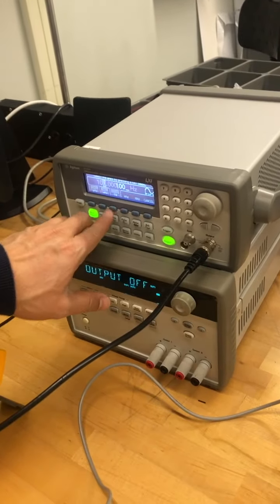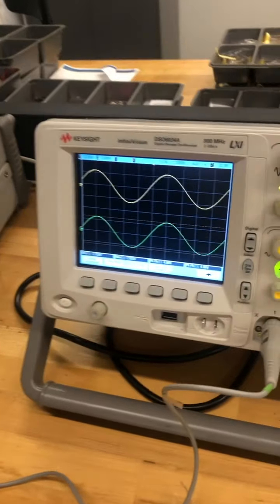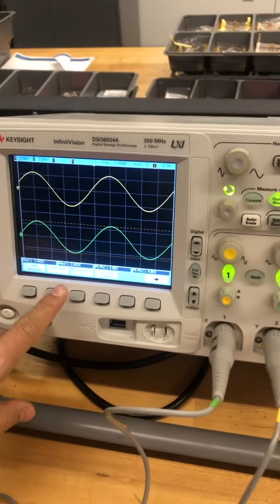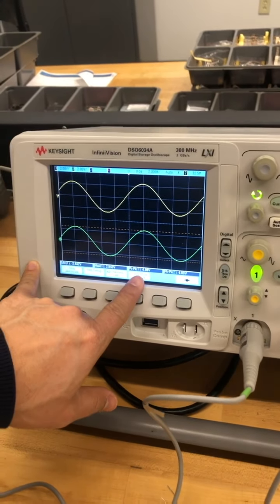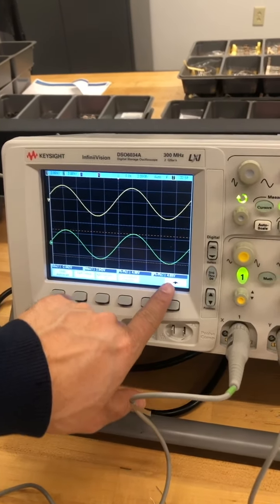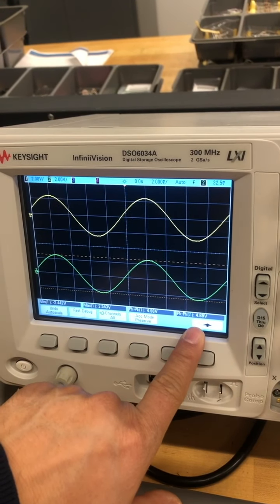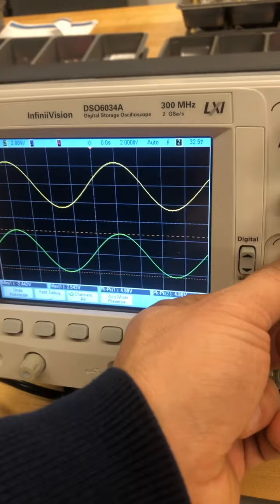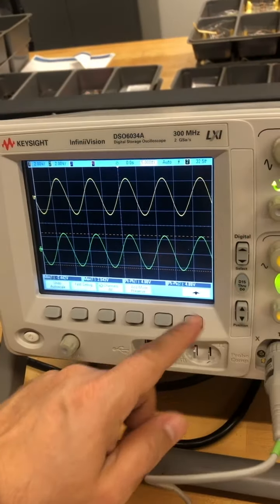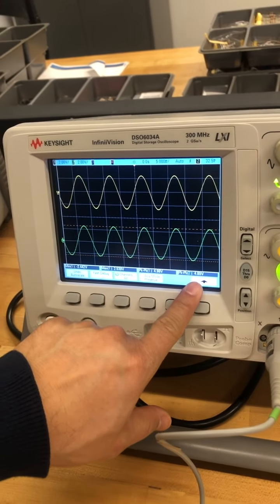I'm going to come over here, put 100 hertz, and do auto scale here. You can see that for 100 hertz, your input signal did not change, but the output signal went down a little bit, right? Can you see that here, peak to peak? So now it went down a little bit, right?